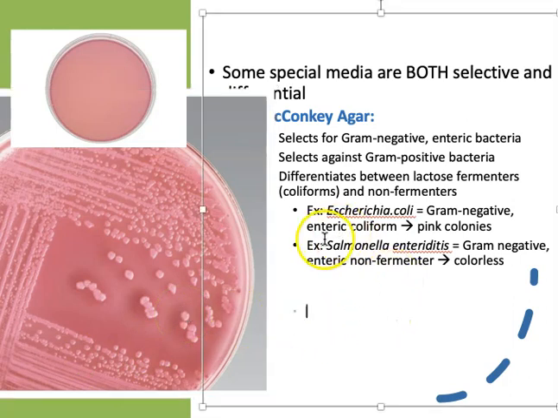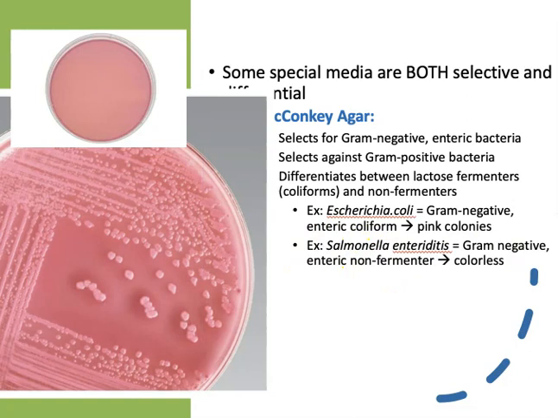Another good example is Salmonella enteritidis. This is one of the bad enteric pathogens in humans. Salmonella enteritidis is gram-negative and enteric, just like E. coli, but it's a non-fermenter. It is unable to ferment lactose. So when Salmonella grows on MacConkey, the colonies are colorless.